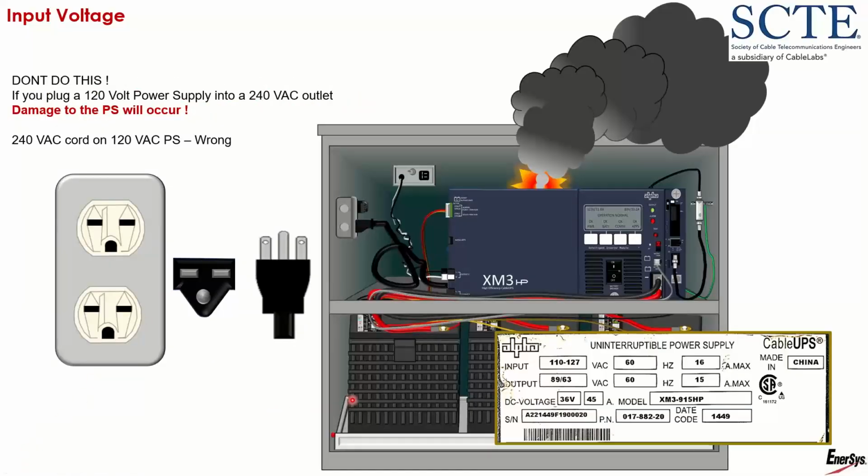Now, if you have a 120 volt power supply and you plug it into 240 volts, I can guarantee you that you're going to damage the power supply. You're not going to get any alarms. You're going to see a bright flash and some flames and smoke. So make sure that you check your input voltage and make sure you use the right cord.